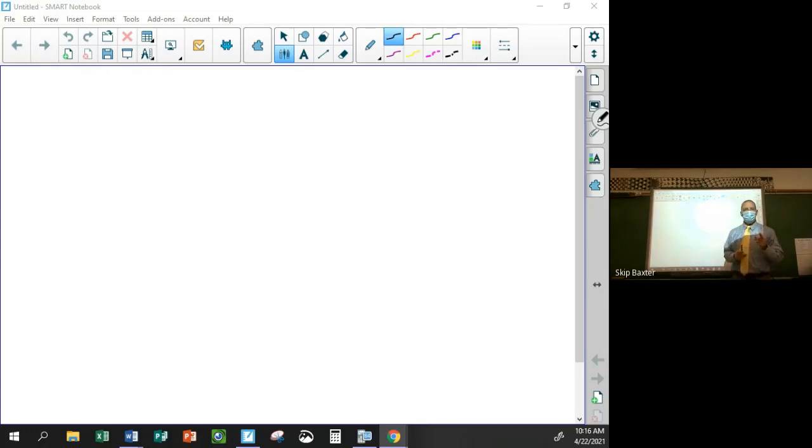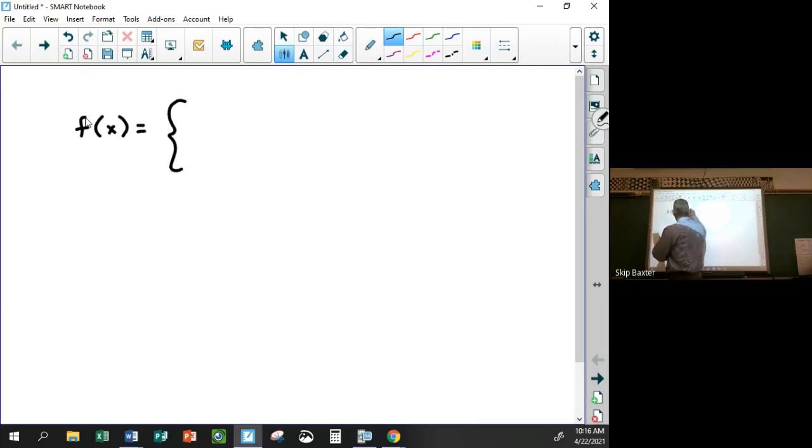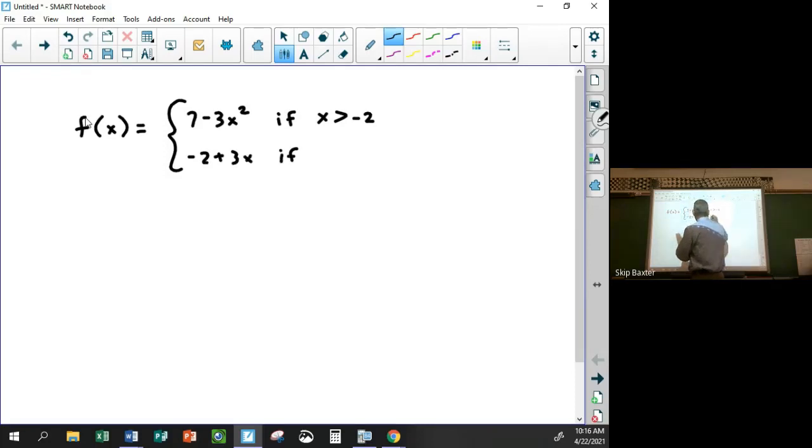We were talking about continuity of piecewise functions. For example, if I gave you a function f of x equals 7 minus 3x squared if x is greater than -2, and -2 plus 3x if x is less than or equal to -2. Remember, the way you test for continuity is you first ensure that -2 is included in one of these intervals, which it definitely is, since it's less than or equal to. What do you do next?